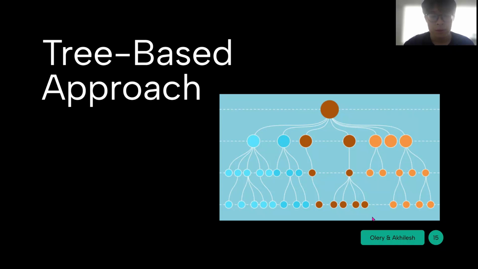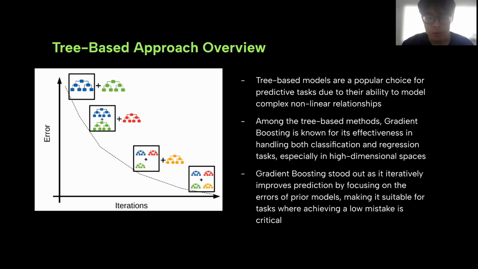Hi, I'm Olivia, and today I'll be discussing the tree-based approach we took with our project. Tree-based models are widely used for predictive tasks due to their ability to model complex, nonlinear relationships and their robustness with various data types. Among these, gradient boosting is particularly effective for handling both classification and regression tasks, even in high-dimensional spaces. In our project, we focus on gradient boosting because of its iterative approach to prediction.